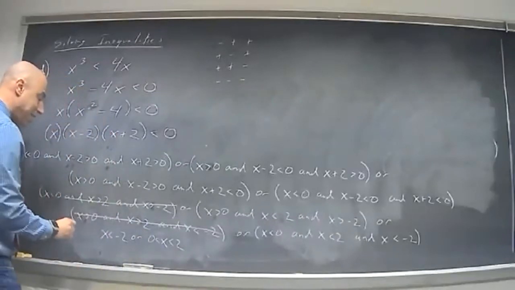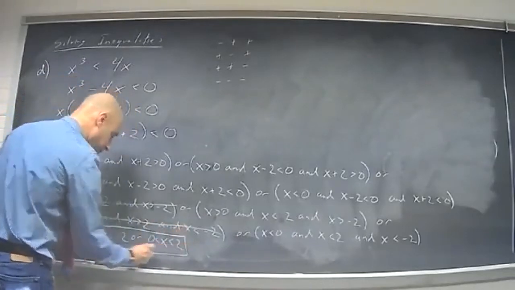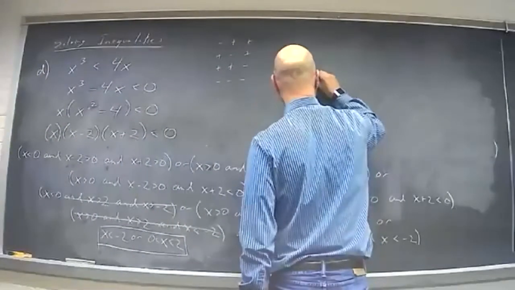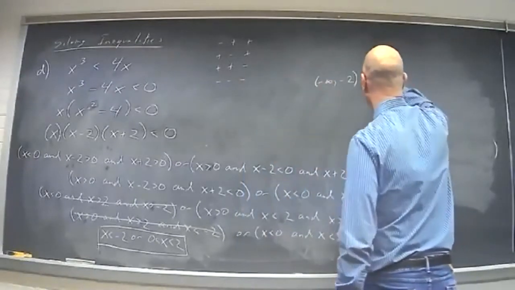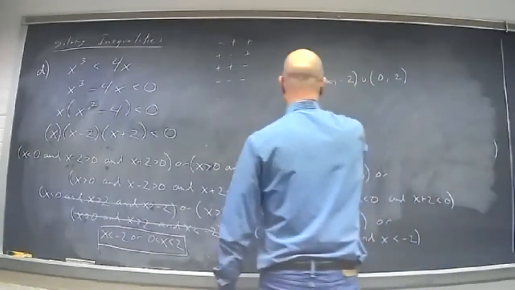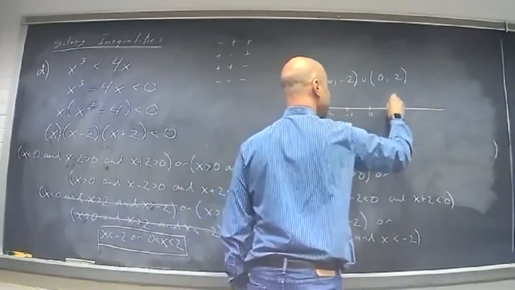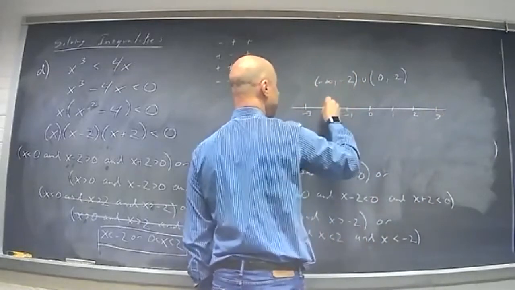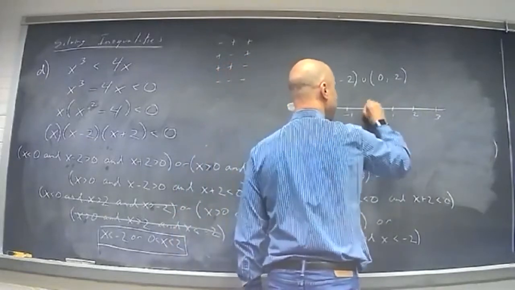So I could write my answer like this. x is less than -2, or it's between 0 and 2. I could write all the numbers less than -2, so that's -infinity all the way to -2, and also the numbers from 0 to 2. Or I could put it on a number line. -3, -2, -1, 0, 1, 2, 3. So it's all the numbers less than -2, not including the -2, and it's all the numbers between 0 and 2 also.